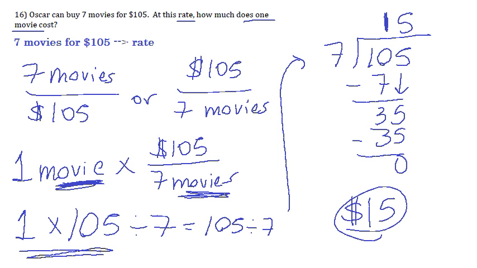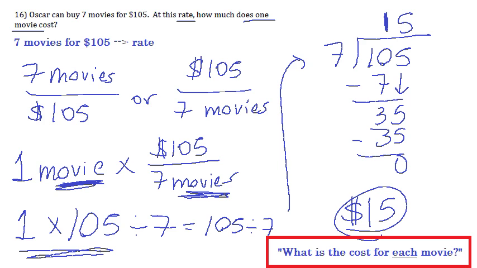And one final note on this one, I just want you to be careful because we could have the same problem but with a different question, and the different question might make it a little trickier. So in the bottom right here, I'm going to write the different question. Imagine everything else is the same setup. Oscar can buy 7 movies for $105, but we change the question to, what is the cost for each movie? Now, it's really the same question, but it's a little trickier because it doesn't give us that 1 movie, and that's what we started with, 1 movie. That helped us set up our fraction. But if you remember, when it says each movie, they're talking about each 1 movie, a single movie. So just be careful with that.